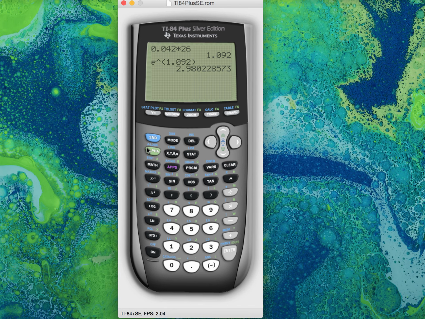And this gives us 2.980228573. And then the last step would be to multiply by 3,100, which, rounding that to the nearest integer, since we're talking about a population, would be 9,239 people.